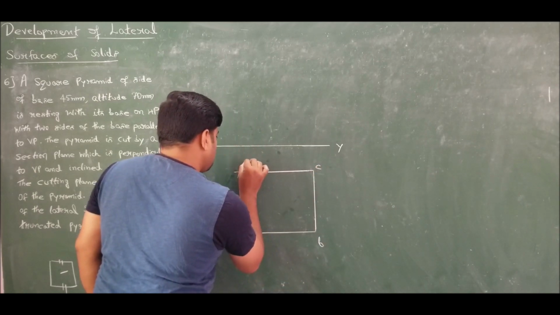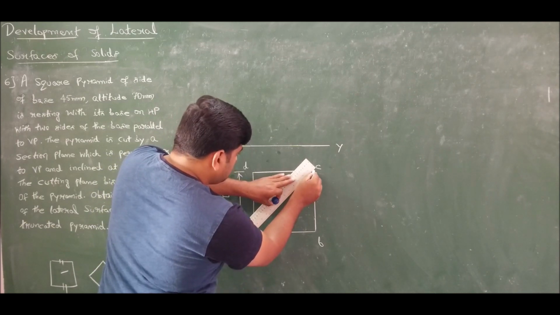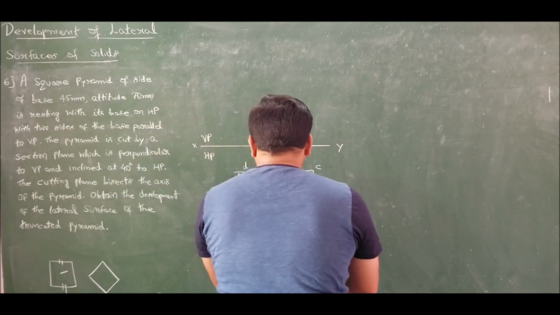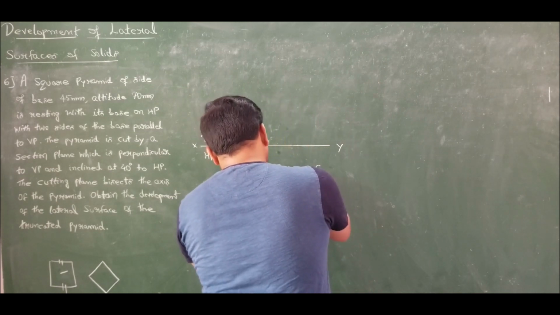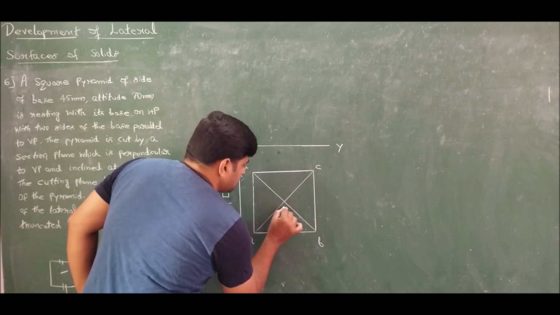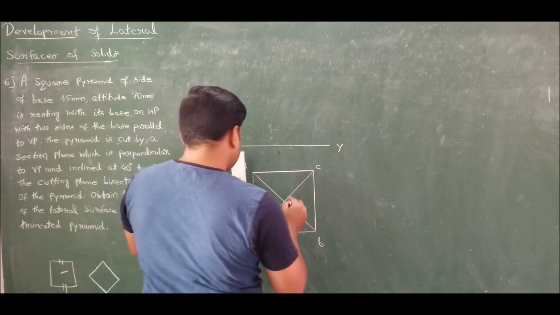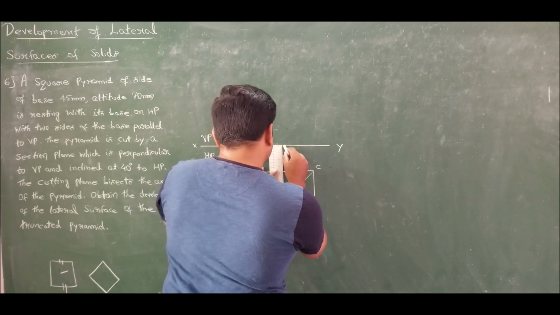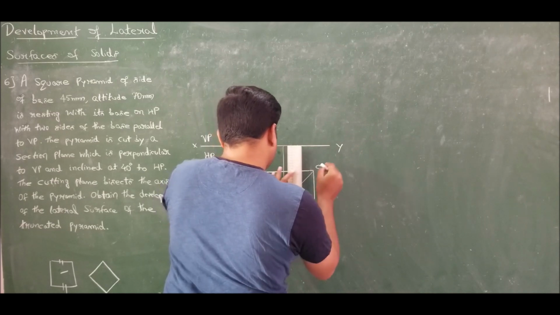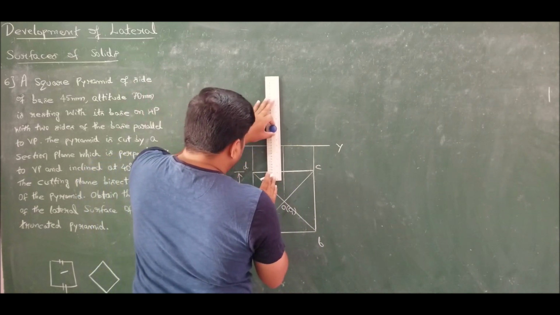Now let me locate the center of this square. If I draw diagonals, the intersection of the diagonals will give us the center of this pyramid, O at the top, O1 at the base. Now take projection and lay down the altitude first. For the pyramid, from all the corners, we'll draw slant edges. I've taken the projection. First, let me lay down the altitude.